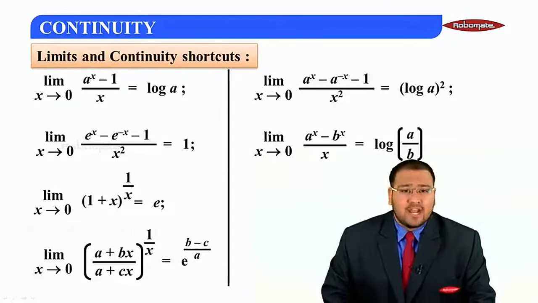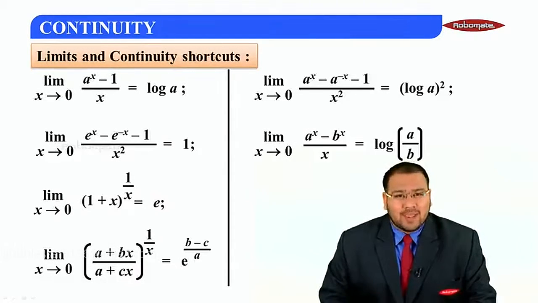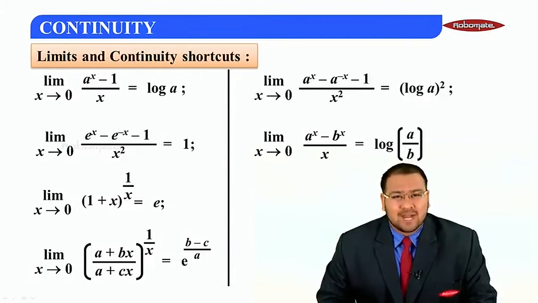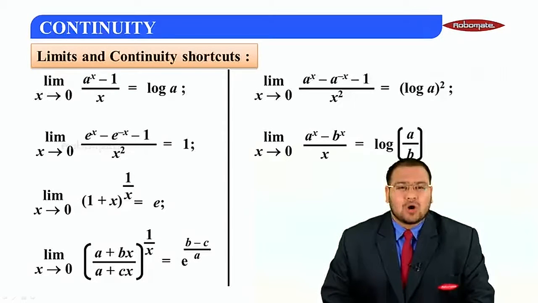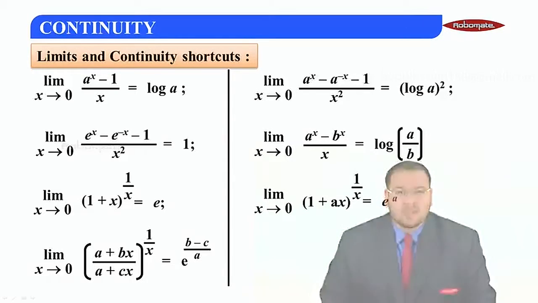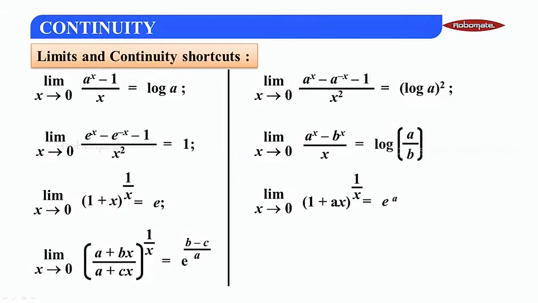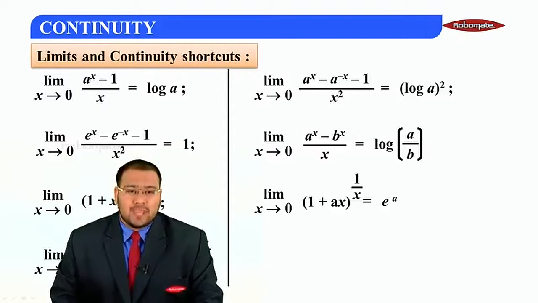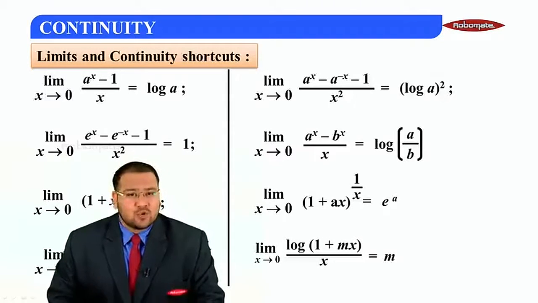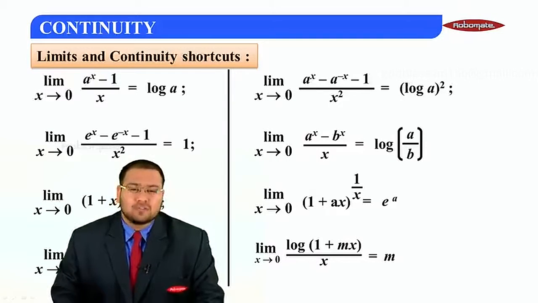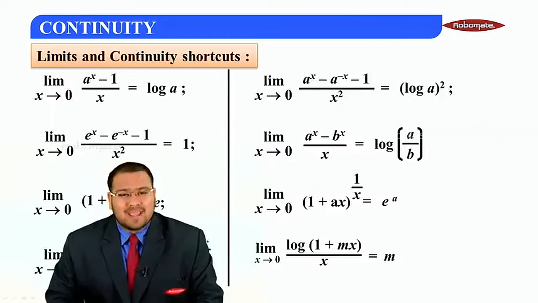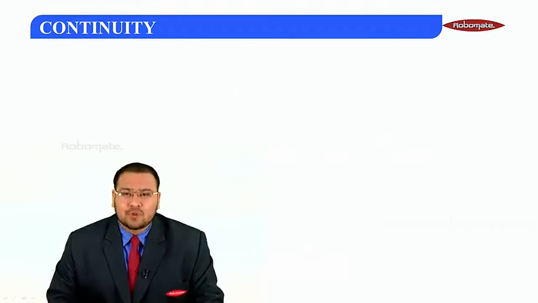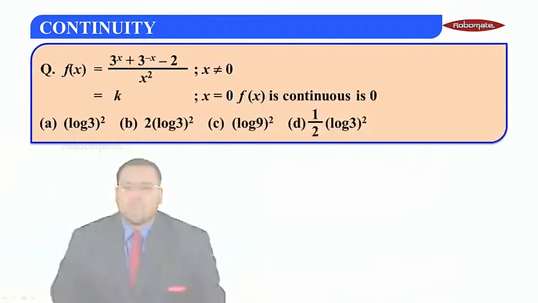Limit x tending towards 0, (a^x - b^x)/x is equal to log(a/b). Limit x tending towards 0, (1 + ax)^(1/x) is equal to e^a. Limit x tending towards 0, log(1 + mx)/x is m. So now, moving ahead with the problems.